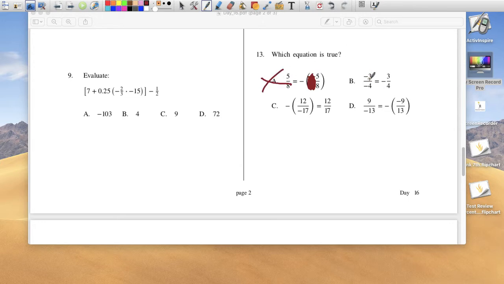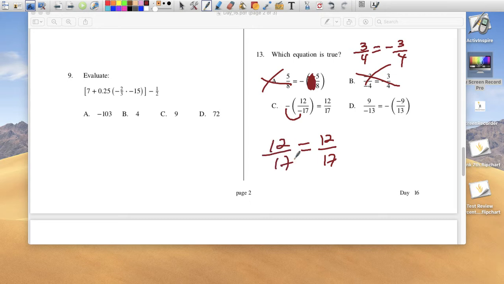This one, negative divided by negative. So negative 3 divided by negative 4 is just 3 over 4 because it becomes positive. And is that equal negative 3 over 4? No. This one, well, there's nothing to do on this side, but this is a positive divided by a negative. So this whole thing is a negative. So a negative and a negative becomes positive. So yes, C is correct.